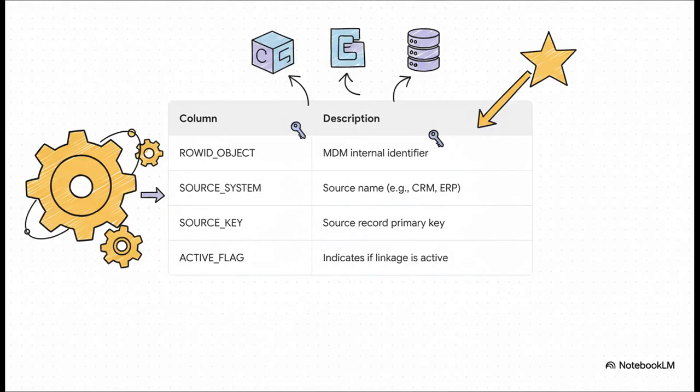What's really cool here is just how simple but powerful this thing is. You've got the internal MDM ID, that's the ROWID object. You've got the name of the source system, like CRM or ERP. And most importantly, you have the original key from that source. It's basically the perfect map to trace any piece of data right back to where it came from.